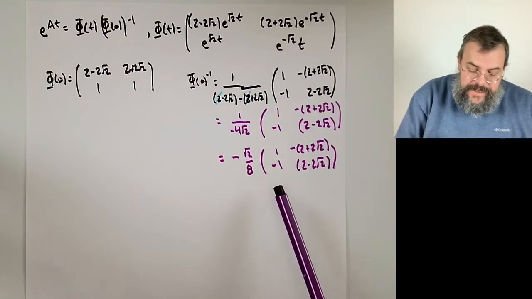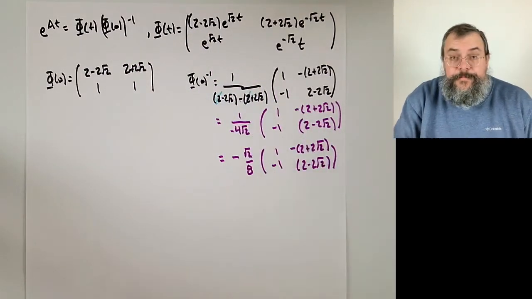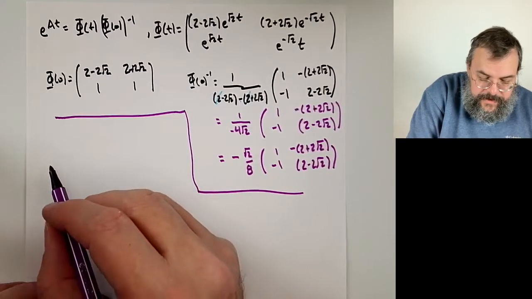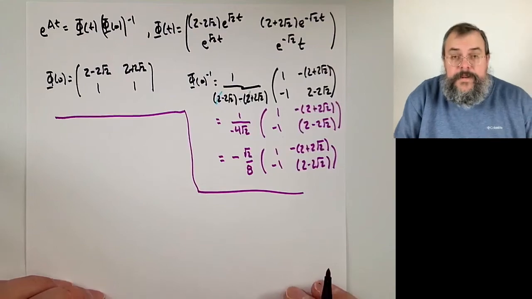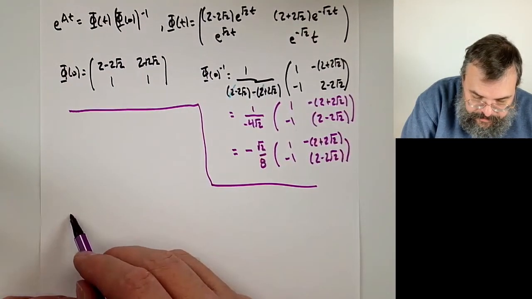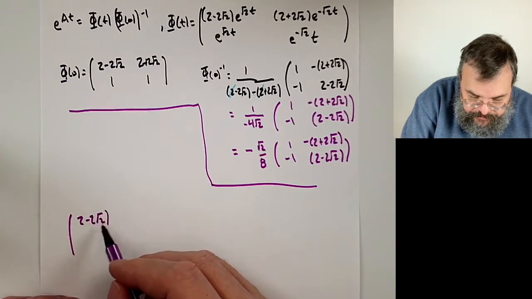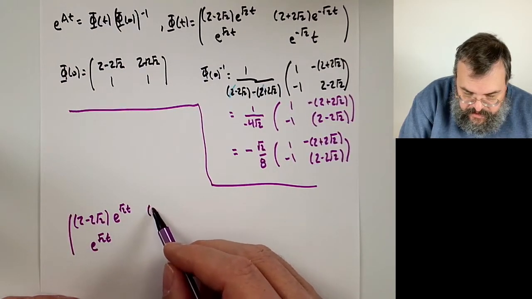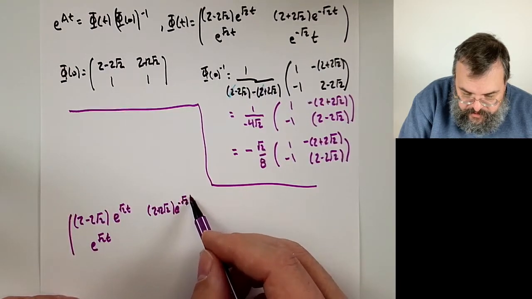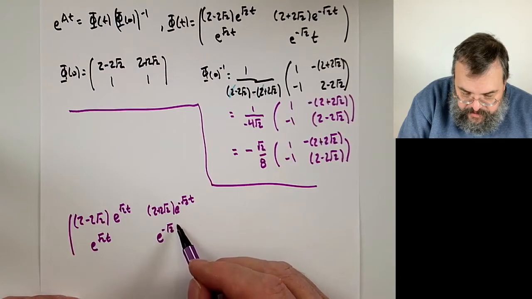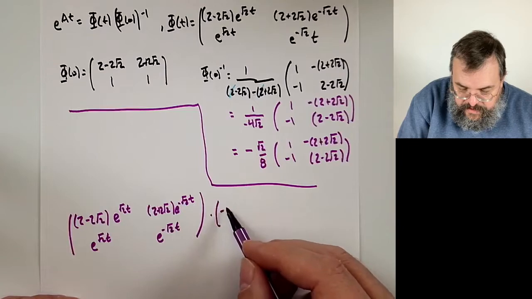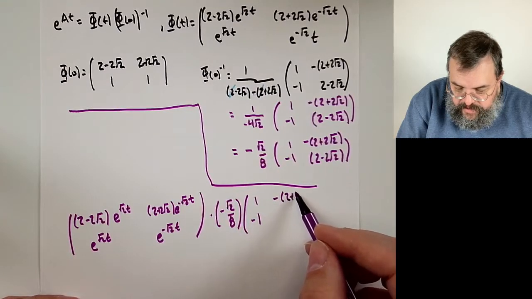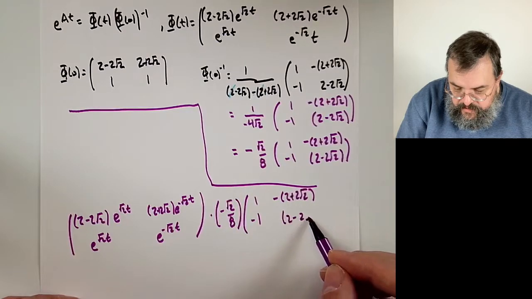Now we're ready to find e to the At, because we're going to multiply phi of t by this, and we're going to see what we get. So we'll copy this down. So 2 minus 2 root 2, e to the root 2 times t, e to the root 2 times t, 2 plus 2 root 2, e to the minus root 2 times t, e to the minus root 2 times t, times minus root 2 over 8, times 1, minus 1, minus 2 plus 2 root 2, and 2 minus 2 root 2.